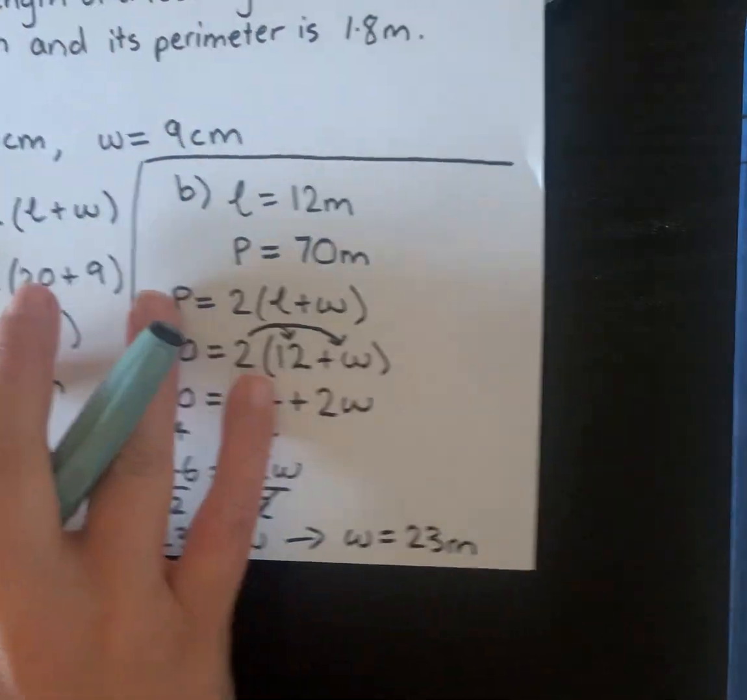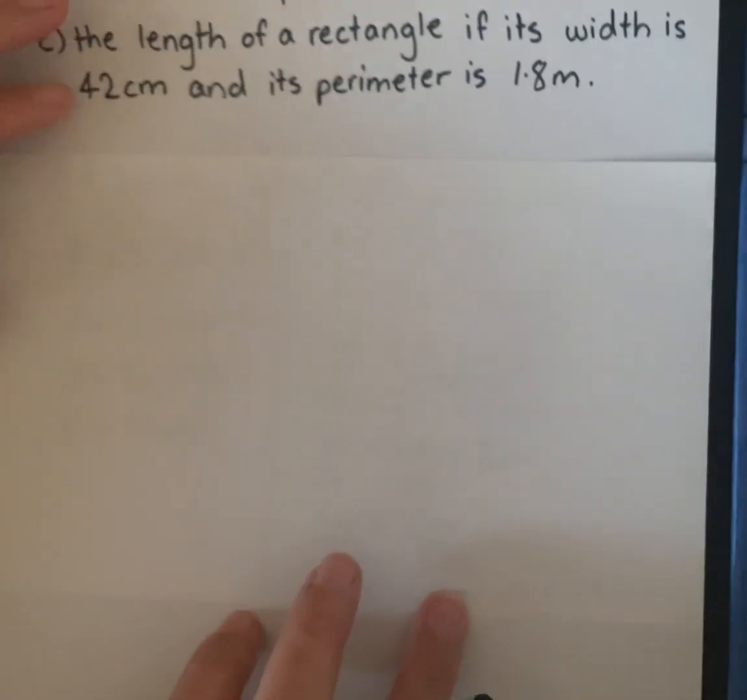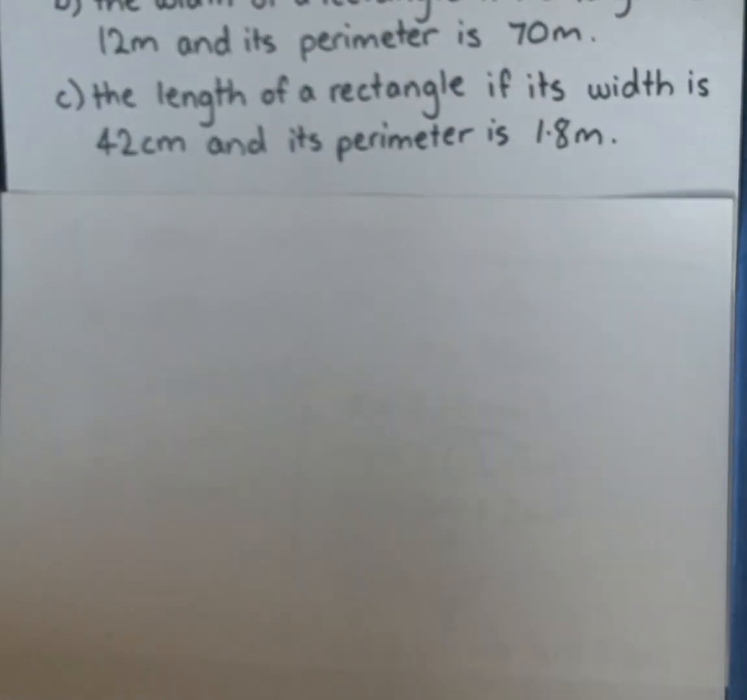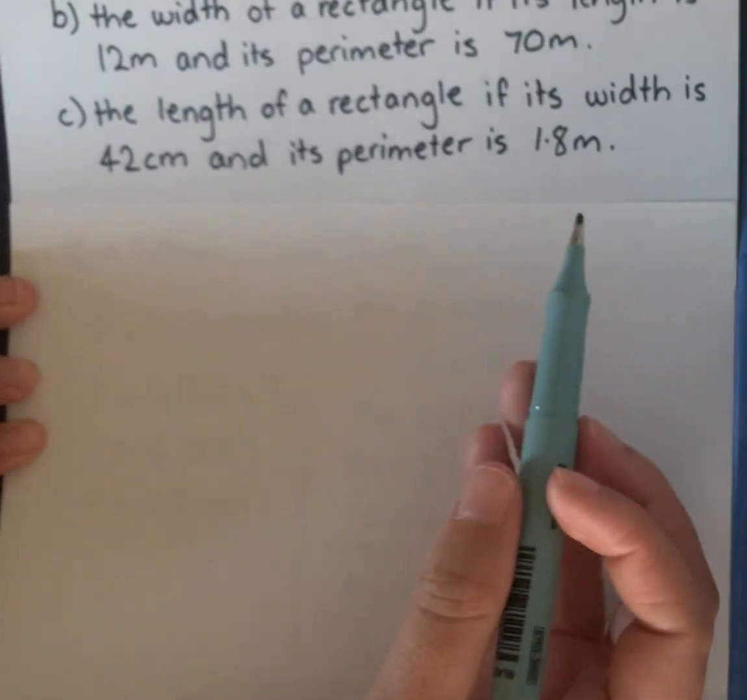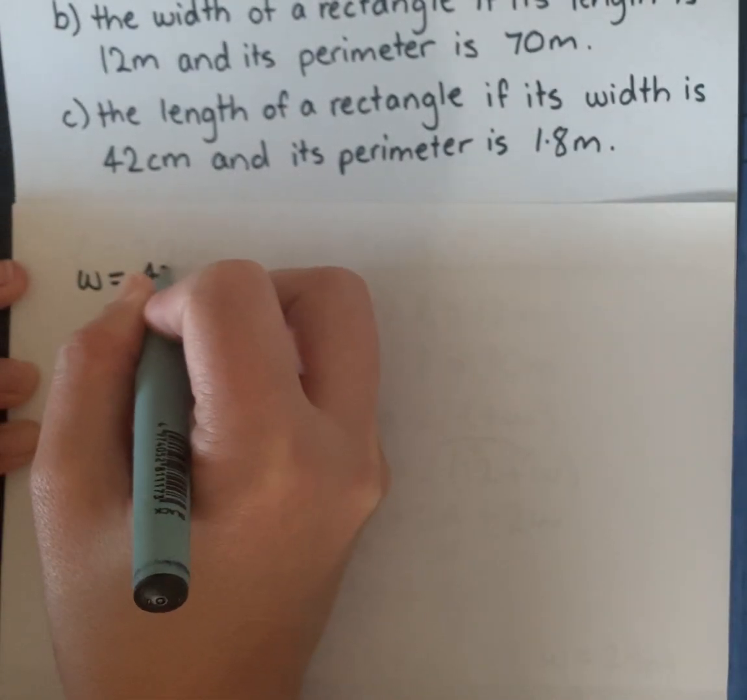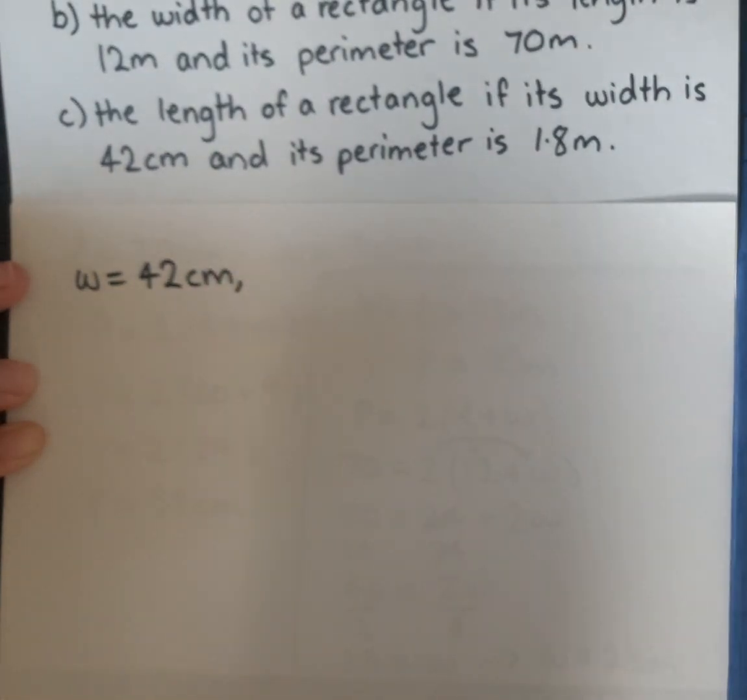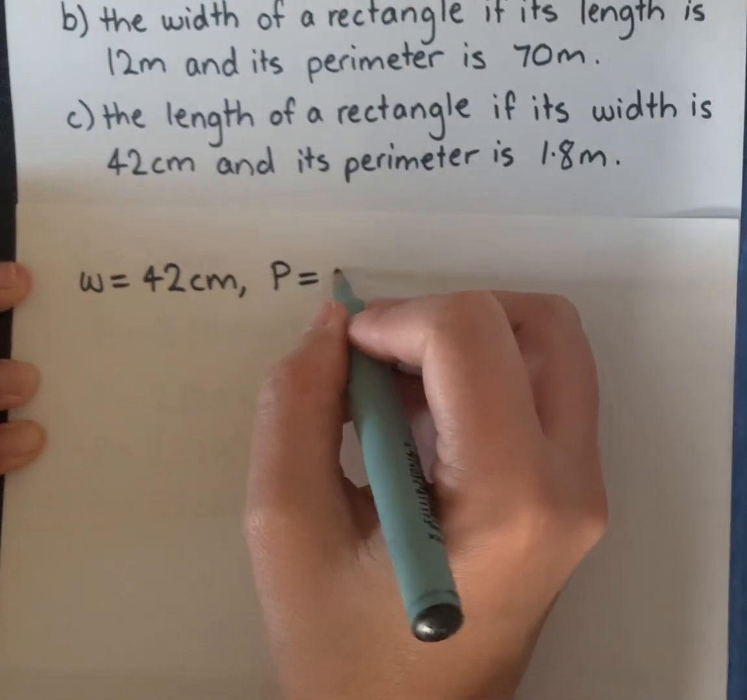Okay, I'm running out of space. The last part of the question is the length of a rectangle now. So now we're finding the length. If its width is 42 centimeters and its perimeter is 1.8 meters. So first of all, let's just get all our information out of the question. So they've given us the width. Now the width is 42 centimeters. And its perimeter, so P, is 1.8 meters.